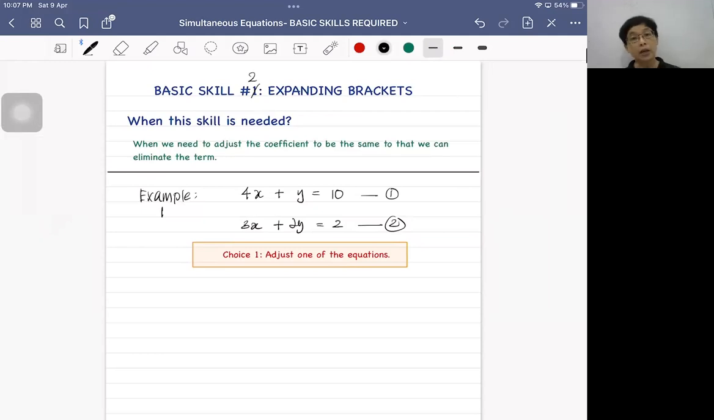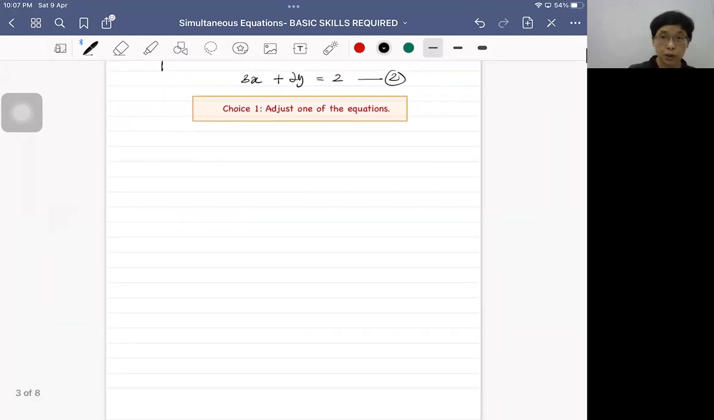Yeah, so the second basic skill is expanding brackets. It sounds familiar, okay? I'm sure most of us are familiar with expanding brackets. All right, so let us just run through it. So what is expanding brackets? When we do it in an expression, we are all familiar with this.